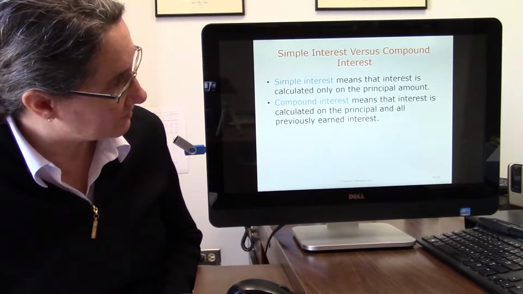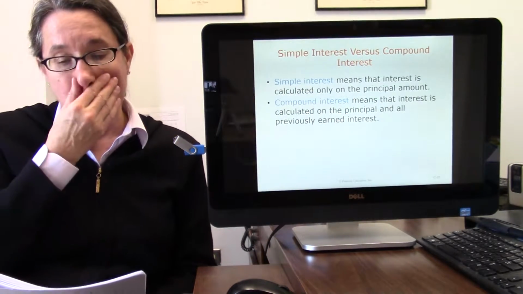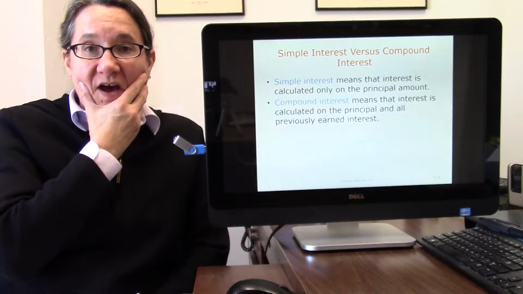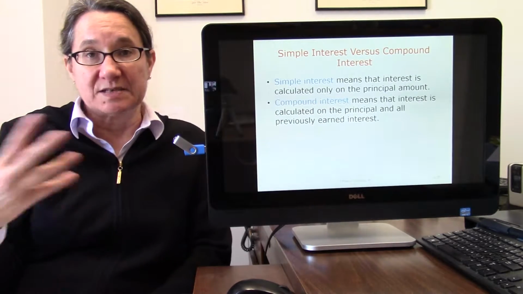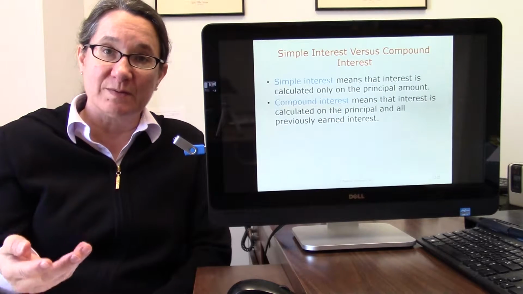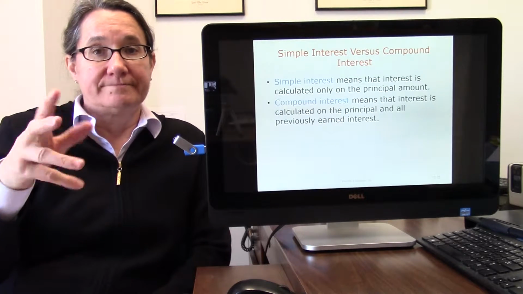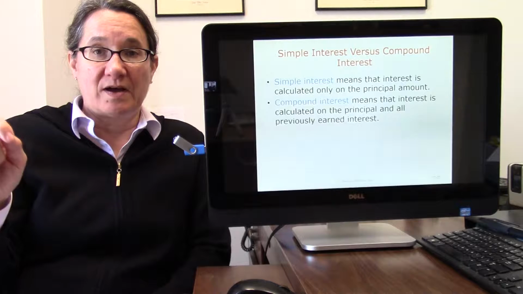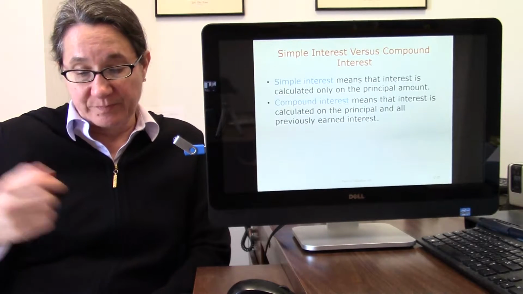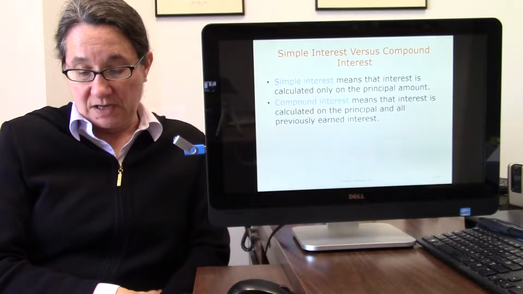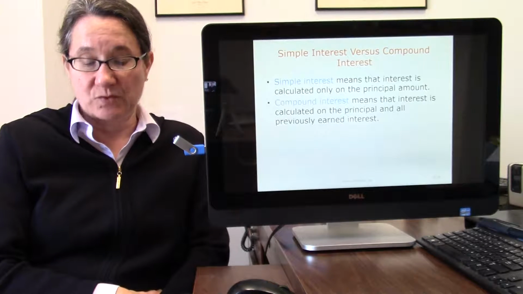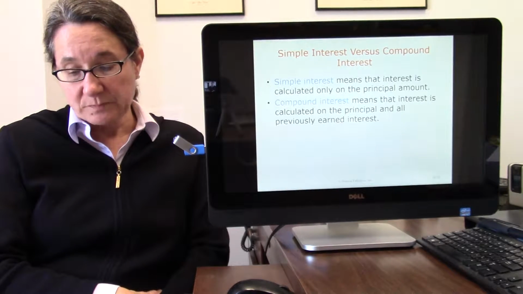Simple interest versus compound interest. So there's two ways to calculate interest that we haven't really talked about. In fact, up till now we've just been doing simple interest. I tell you, you owe 3 months interest, and you go 3 divided by 12 times the principal times the rate, and that's simple interest. Simple interest is calculated only on the principal amount. That's what we've been doing up till now.